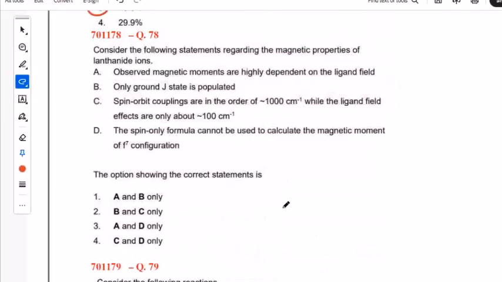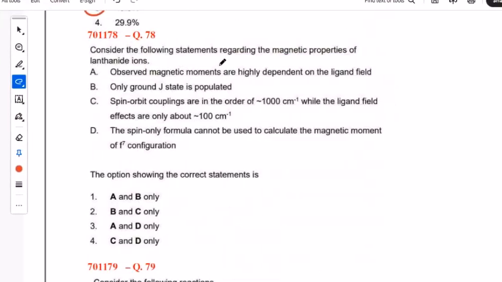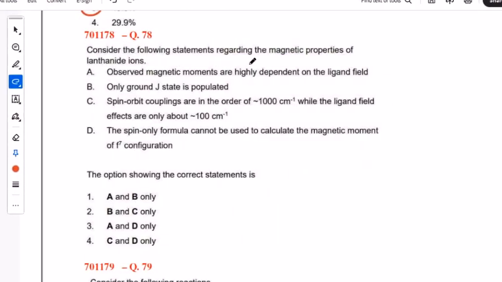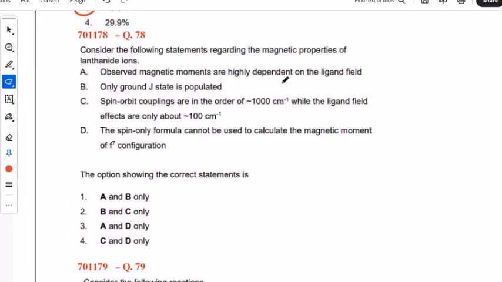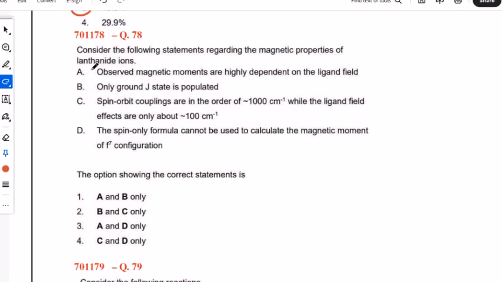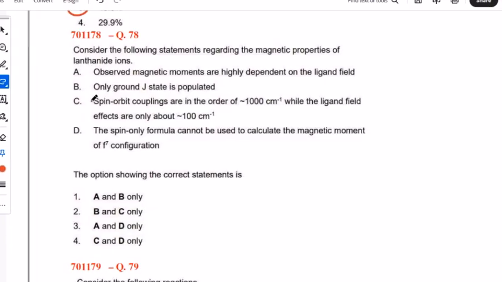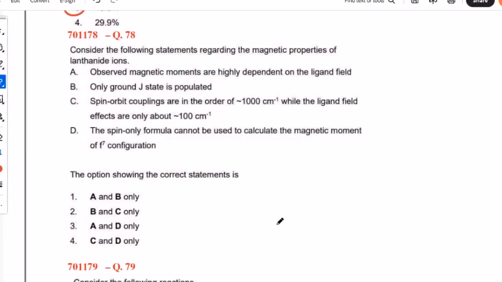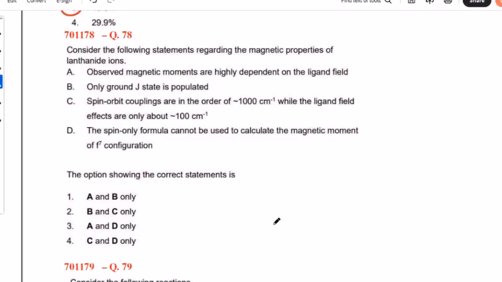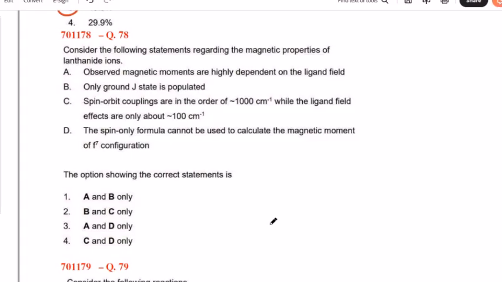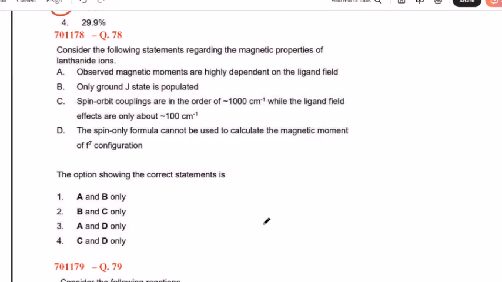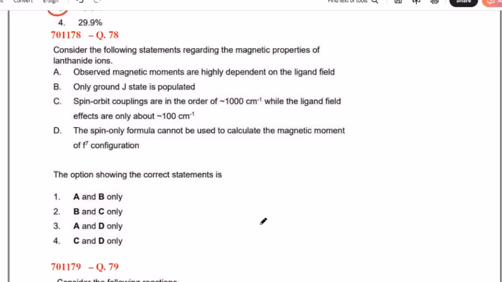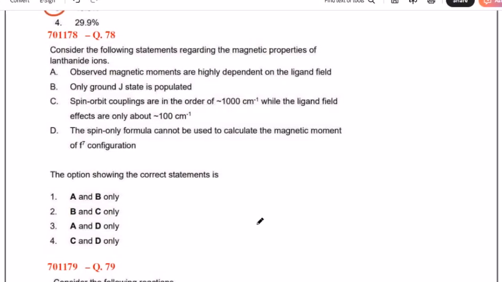Next, question number 78. Consider the following statements regarding the magnetic properties of lanthanide ions. Statement A. Observed magnetic moments are highly dependent on the ligand field. Statement B. Only the ground J state is populated. Statement C. Spin orbit couplings are in the order of 1000 per centimeter, while the ligand field effects are only about 100 per centimeter.